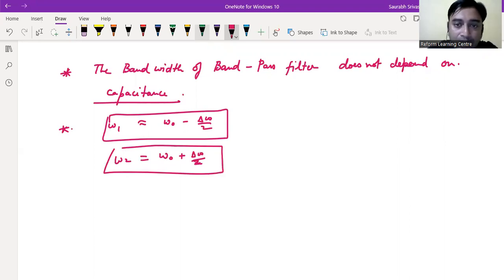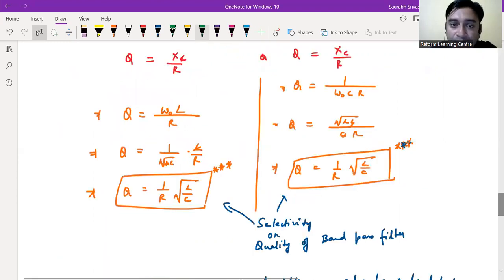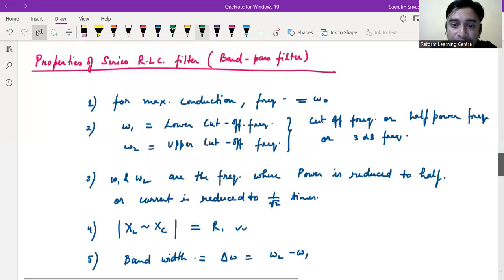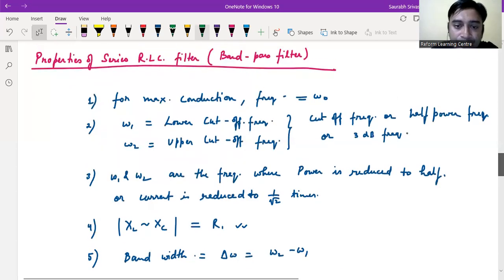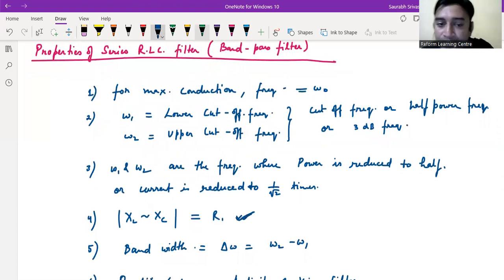This is only for exactly equal नहीं होता है, only for approximate analysis. कभी न्यूमेरिकल में यूज मत करिएगा इसको। एक्चुअल रिजल्ट आपको इधर से ही मिलेगा। Use this relation for calculation.